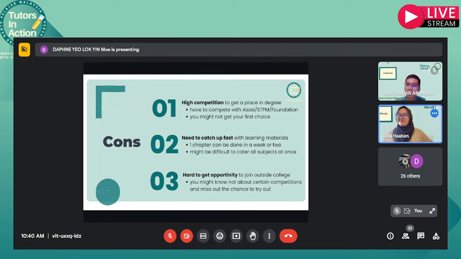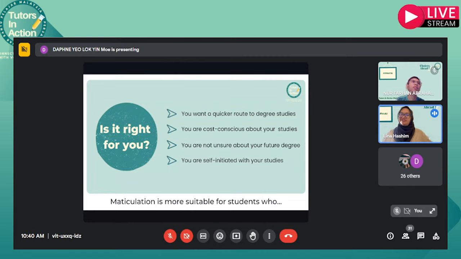Next slide. So is it right for you? Is matriculation right for you? If you want to take a quicker route to degree study, yes, I encourage you to take matriculation. If you are cost conscious about your studies, yes, matriculation is for you. And if you are not sure, sorry, there is a typo there. If you are not sure about your future degree course, matriculation is for you, because it will let you take time to look into what you want to pursue in the degree.